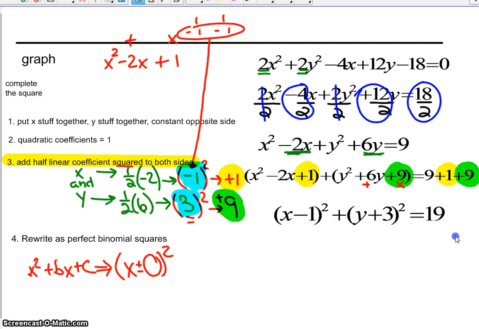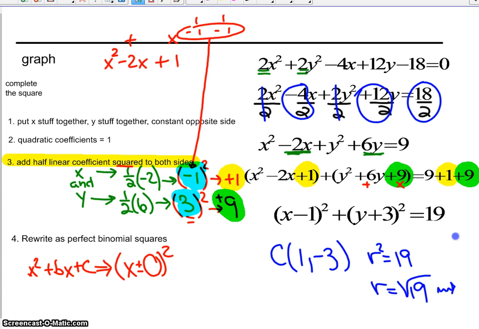Now we're all set. I can pull out my center and I can find my radius. And if I were to graph this, I'd plot my center, and the square root of 19 is 4 point something, so that's what I would use as an estimate to plot those points.